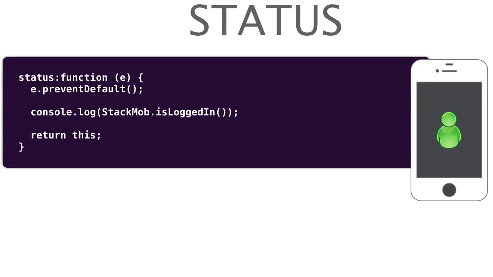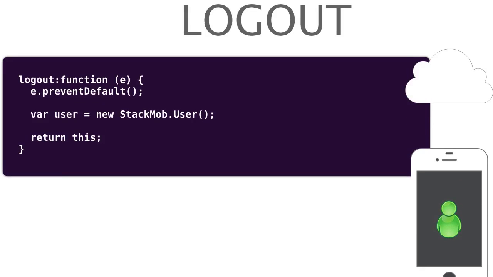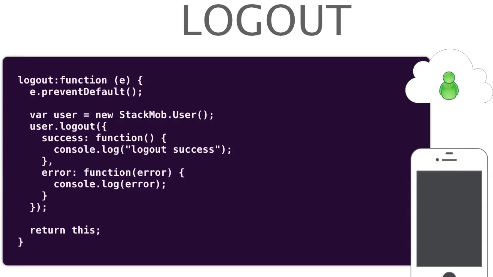If you want to check the status of the user, you can call stackmob.isLoggedIn, and based on the Boolean value you can say true or false. If you want to log out a user, you can create a new StackMob user object, and this time you don't have to pass in the username or password to create this new user object. Once you're done, you'll say user.logout, and you'll get a success or an error callback handler.